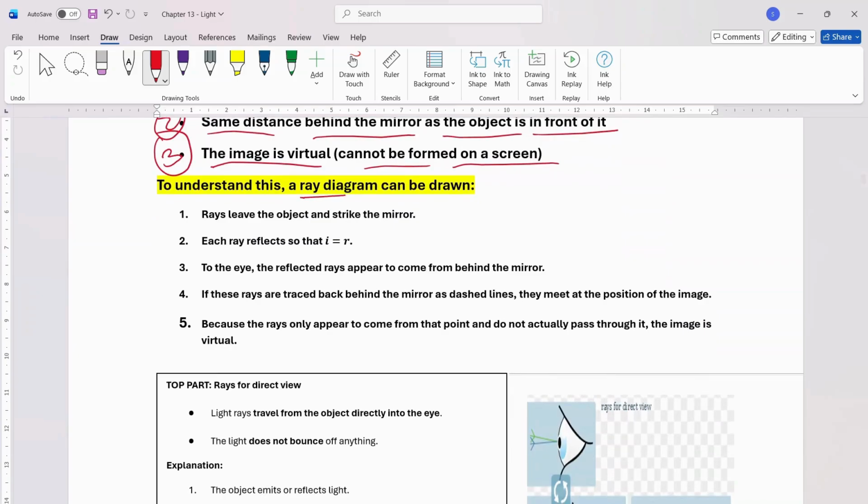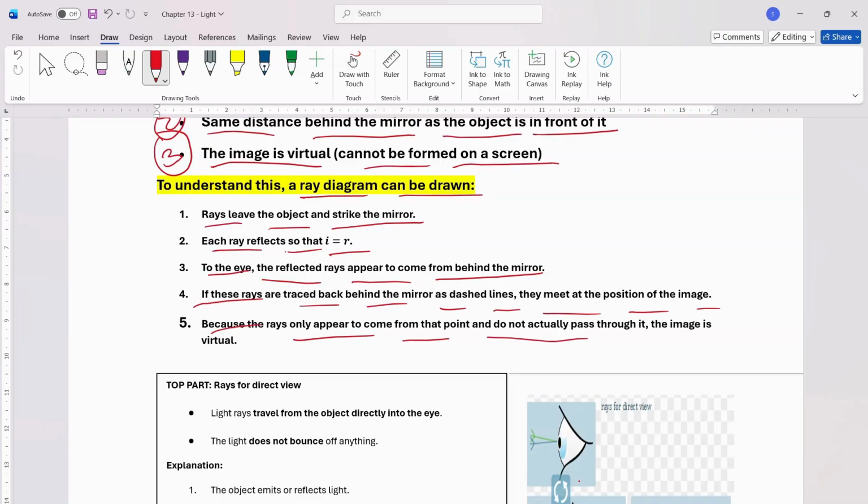To understand this, a ray diagram can be drawn. Rays leave the object and strike the mirror. Each ray reflects so that angle I is equal to angle R. To the eye, the reflected rays appear to come from behind the mirror. If these rays are traced back behind the mirror as dashed lines, they meet at the position of the image. Because the rays only appear to come from that point and do not actually pass through it, the image is called virtual.